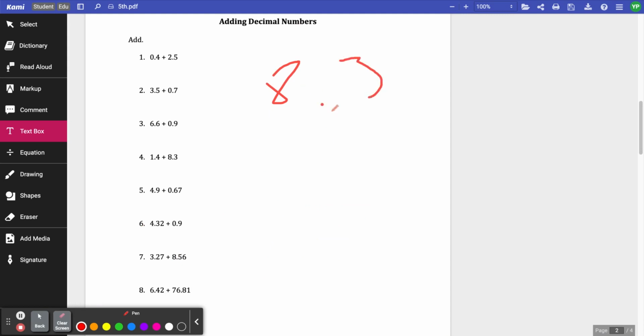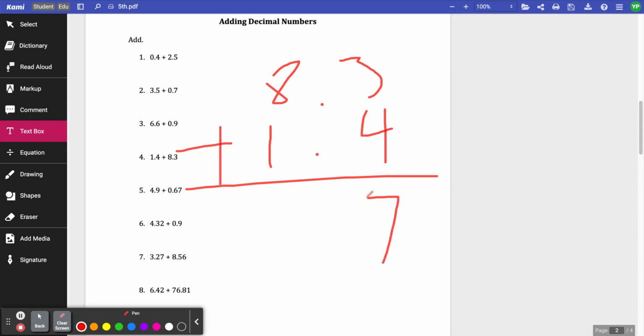8.3, it's number 4, plus 1.4. It's going to be 3 plus 4 is 7. Bring down the decimal, and then 8 plus 1 is 9. So number 4 is going to be 9.7.